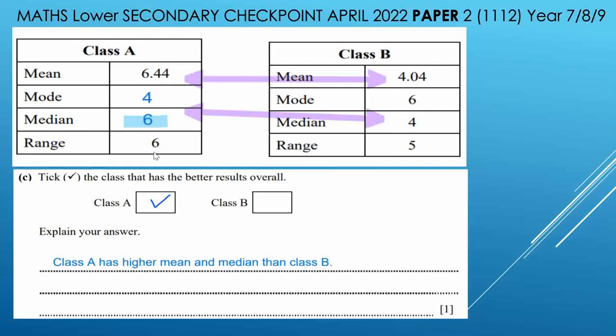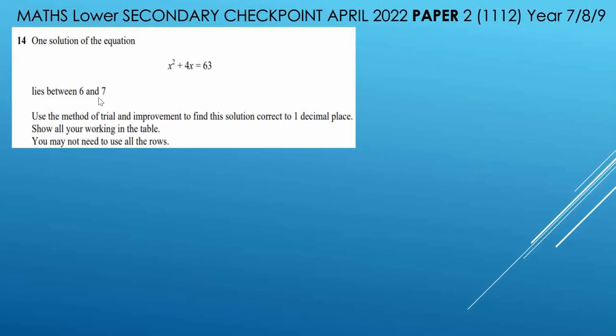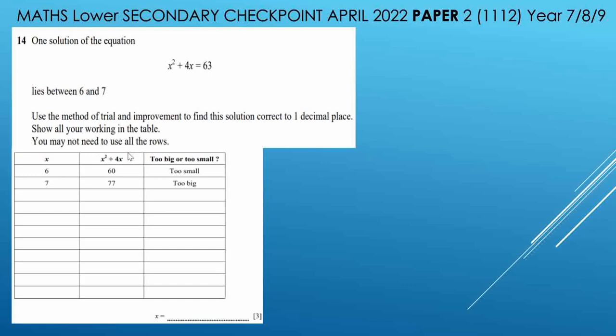Next question. Question 14. One solution of the equation x squared plus 4x equals 63 lies between 6 and 7. Use the method of trial and improvement to find the solution, correct to one decimal place. Show all your working in a table. You may not need to use all the rows. So here's the table, 10 seconds.